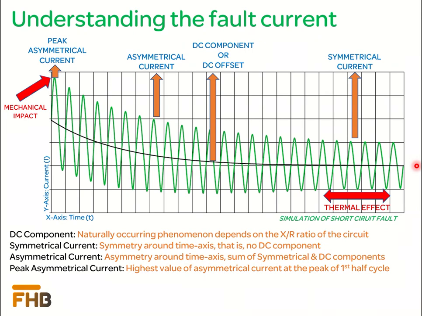Since generators have a high value of inductance, if the fault occurs near the generator, then the DC component will have a high value. Second is the symmetrical component. As the name indicates, the waveform is symmetrical around the time axis and is without the DC component. Third is the asymmetrical component, which is simply the sum of the DC component and symmetrical component. Fourth is the peak value of the asymmetrical component, which is the value at the first half cycle. This is the most destructive force which the system needs to bear.